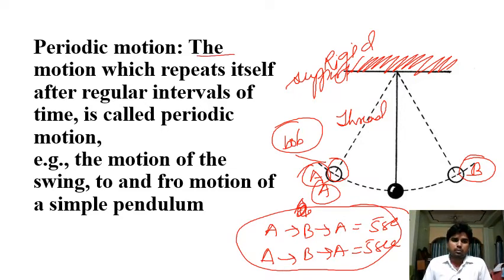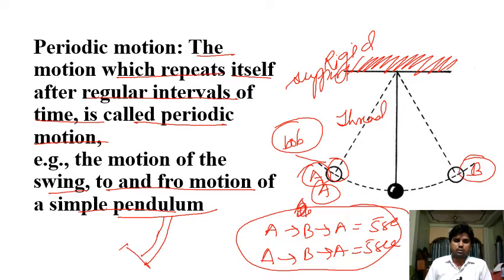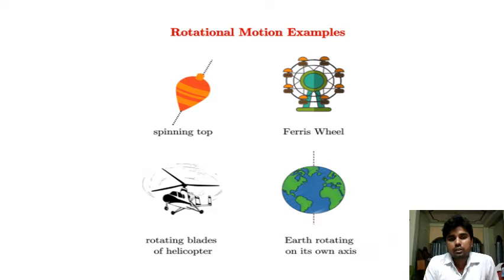The motion which repeats itself after a regular interval of time is called periodic motion. The motion of the swing, the to and fro motion of the simple pendulum. In the swing, that we know as jhula, it also goes this way and comes back this way. So moving further, students, I have pasted some rotational motion examples. You can observe this image and tell me what you can say. I will give you 30 seconds to verify these examples of rotational motion.